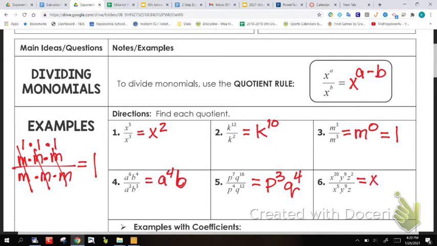So the base stays the same. 20 minus 5 would be x to the 15th. The y's, y to the 9th divided by y to the 9th would be y to the 0. And remember, that is 1. And when you multiply by a 1, you don't need it. Z to the 2nd divided by z to the 1st would be z to the 1st. So to simplify this, you would get x to the 15th times z. Again, when you come up with an exponent of 0, it's equal to 1.